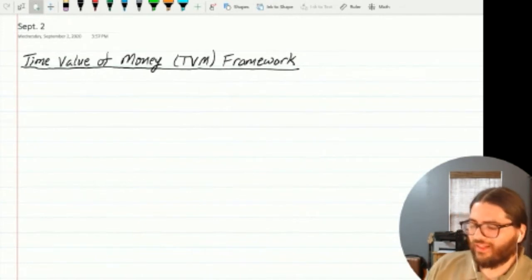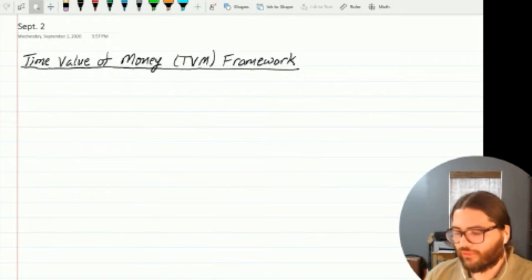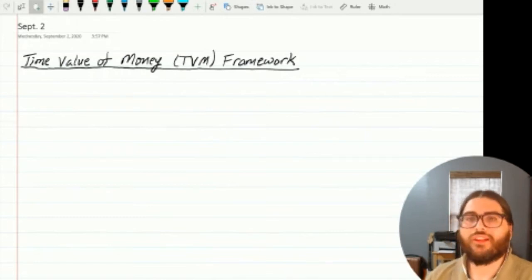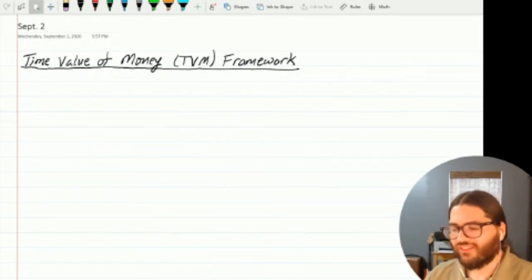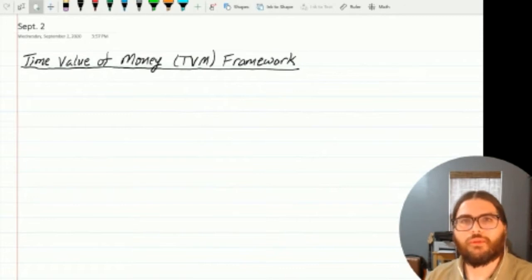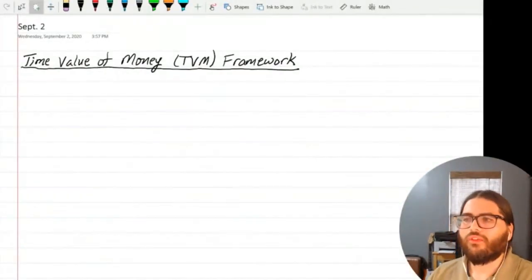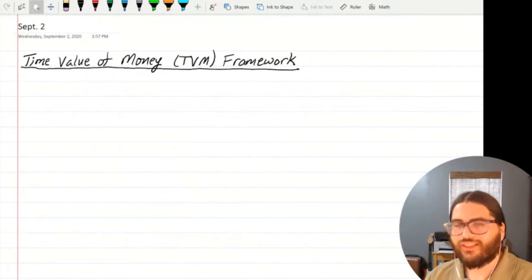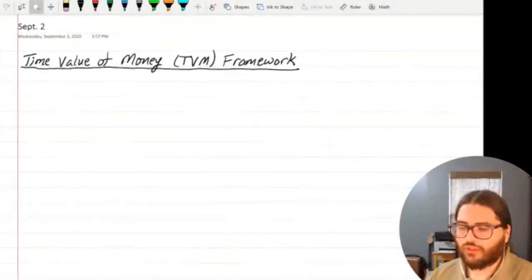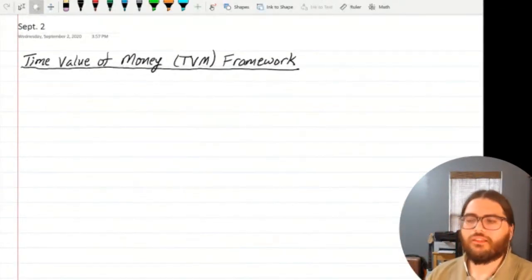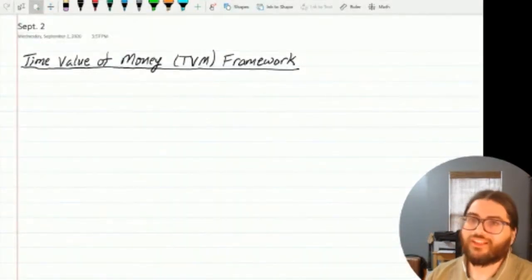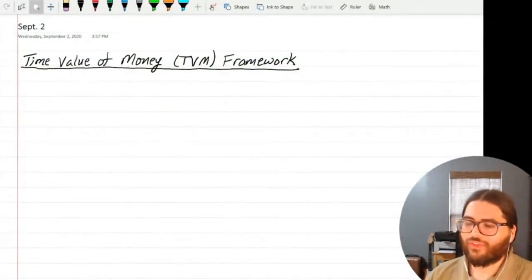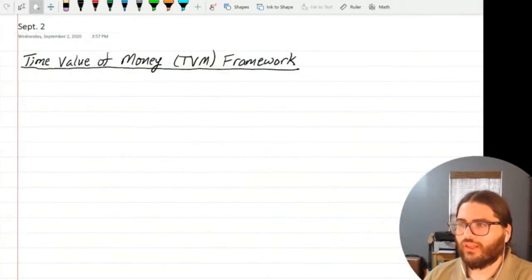The time value of money framework basically is a way to understand how money isn't the same over time. Most of us get an inherent understanding of this. $1 today is not the same as $1 in 1980. I mean, $1 today is not the same as $1 in 1930. So the value of the money itself has changed over time.